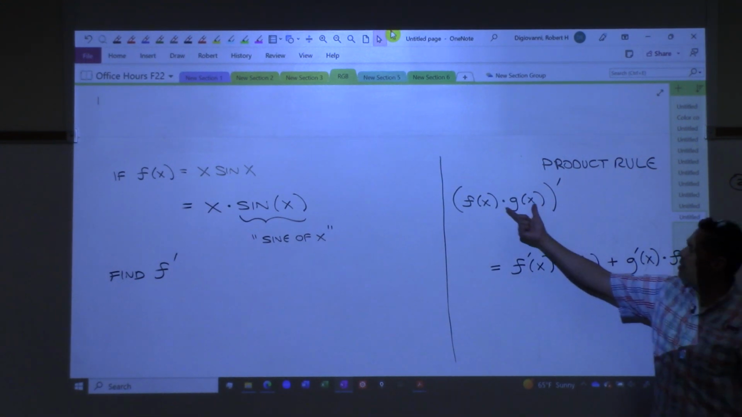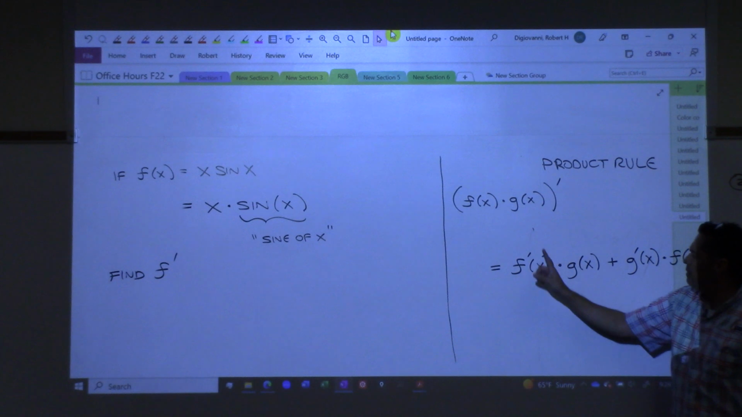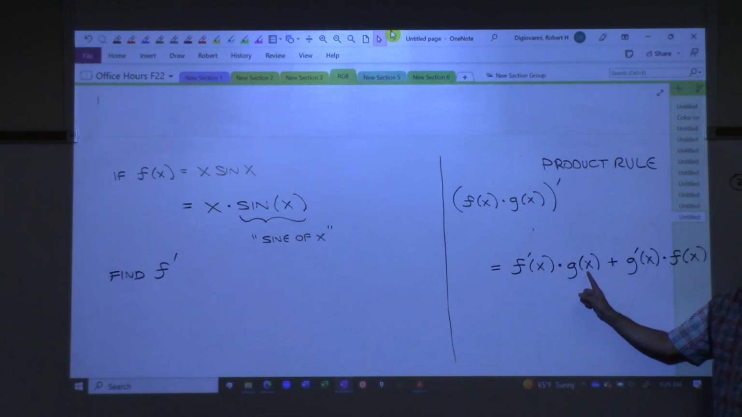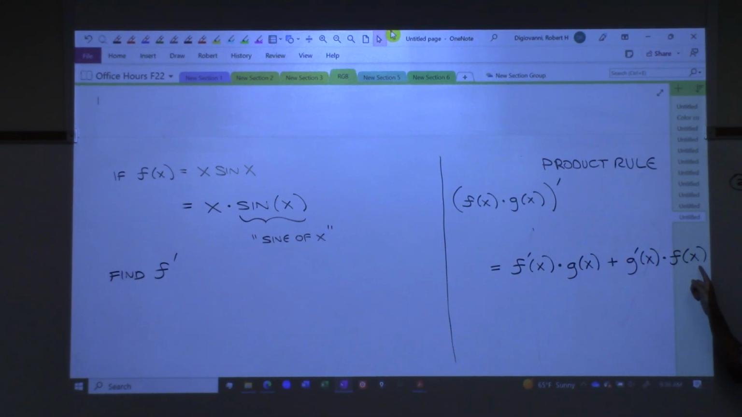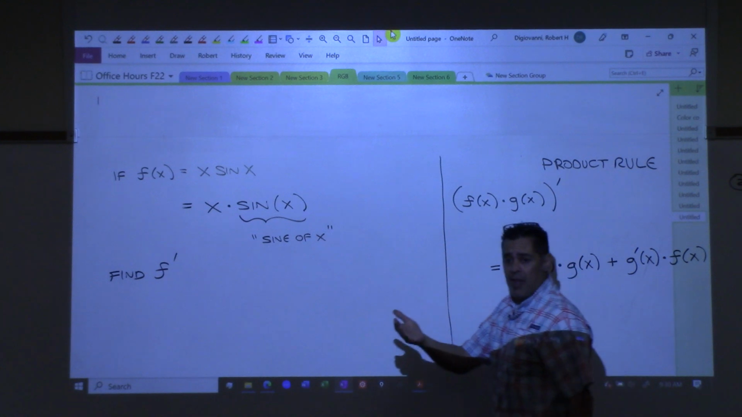You're going to take this product, and the first thing you're going to do is take the derivative of the first one and then not touch the second one. And then you're going to add to that. Now you take the derivative of the second one, and then you multiply times the first one with no derivative. You see how you're going to take turns with the derivative here and add those two things together? That's the product rule. Now I'm not going to prove that to you.